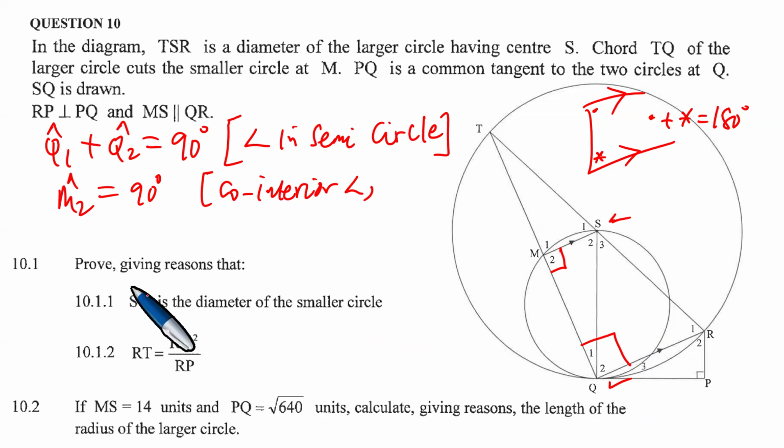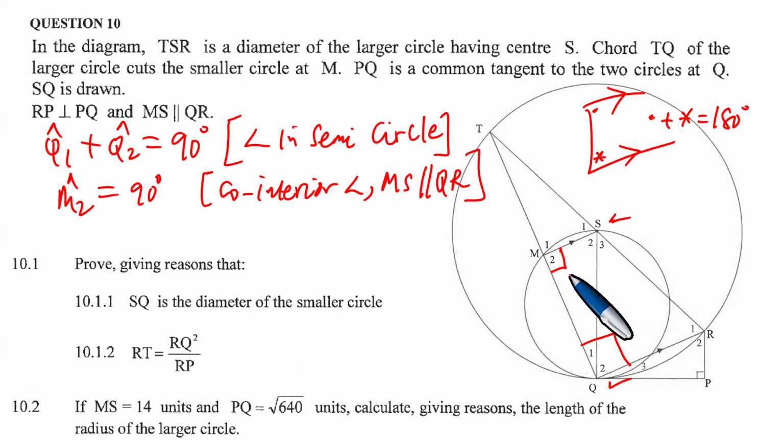So in other words, you can say the M2 is 90 degrees because it's a co-interior angle, and it's a co-interior angle because MS is parallel to QR, like so. Okay, and this is what we have.